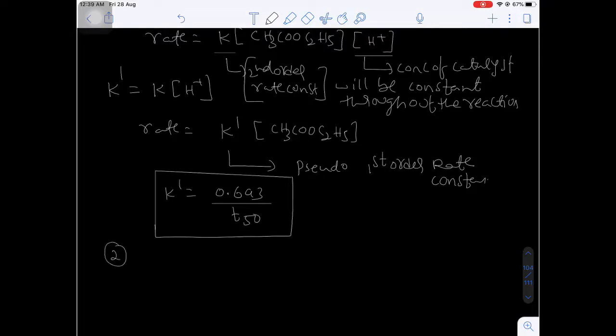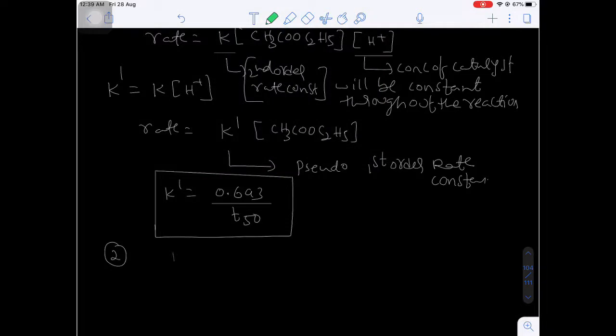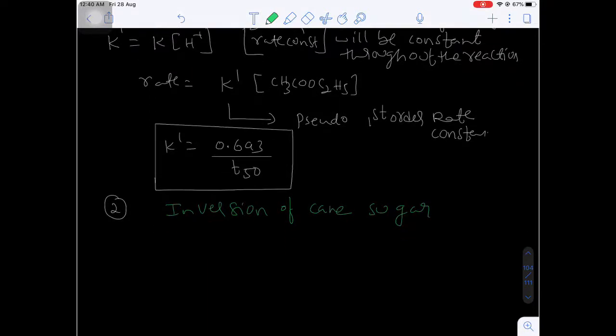Now there is one more important familiar example, which is known as the inversion of cane sugar. C12H22O11, that is called sucrose or cane sugar, undergoes hydrolysis in the presence of an acid catalyst to give glucose, that is C6H12O6, and also fructose, again C6H12O6. Are you getting my point?